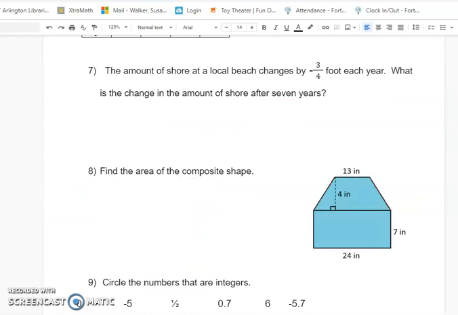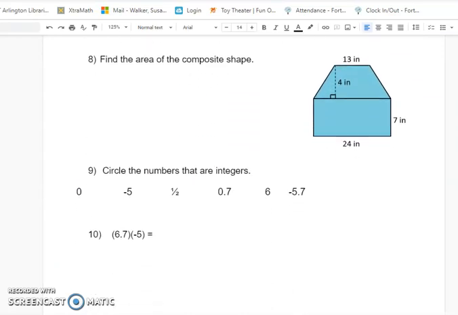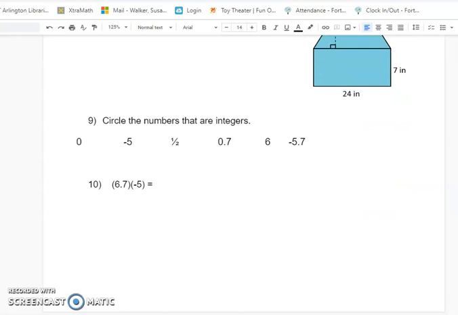Okay, number 9. Circle the numbers that are integers. Okay, so integers, remember, everything is integers until we get to decimals and fractions, unless they're trying to trick you. So the first thing I want to do is look and find any decimals and fractions. I want to get rid of those.